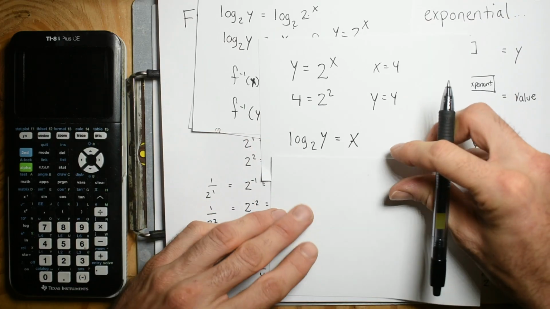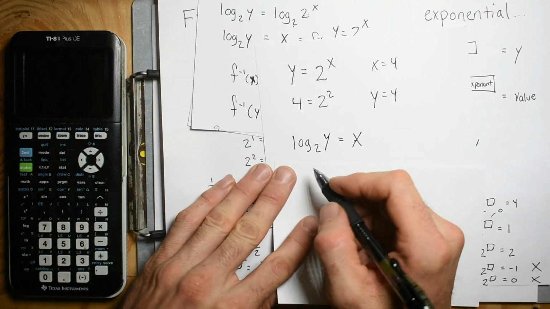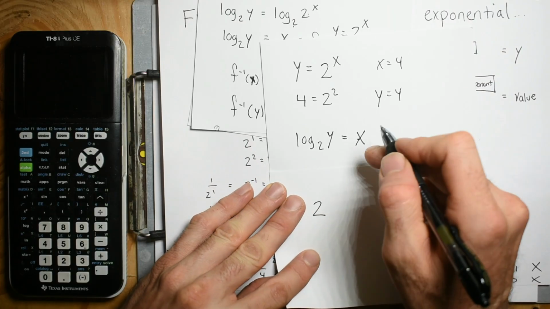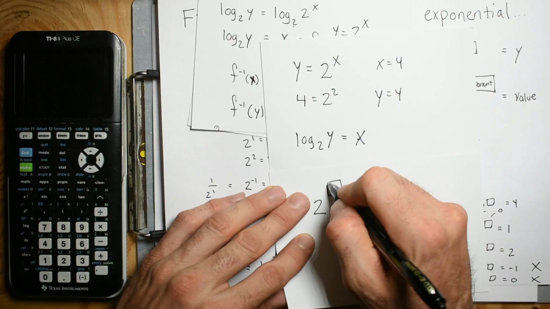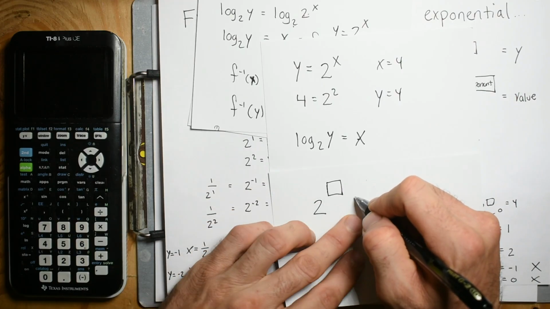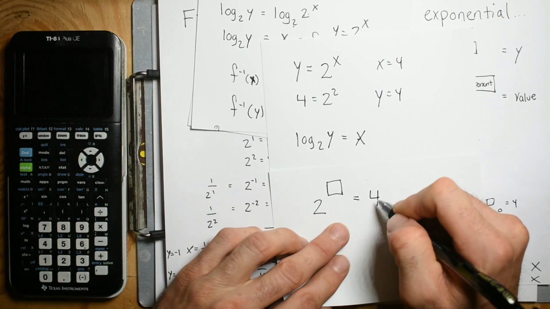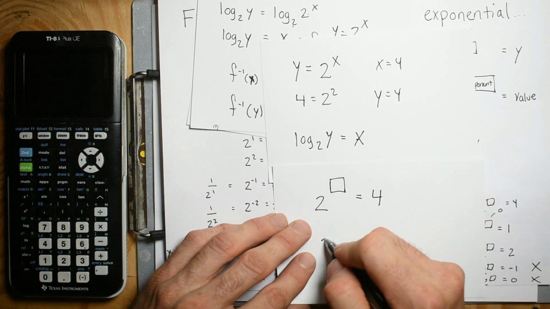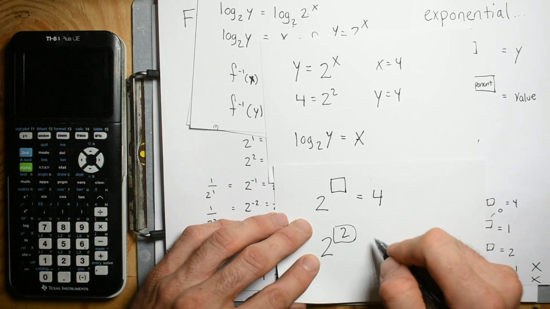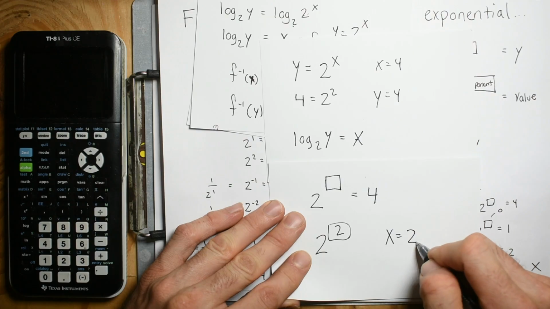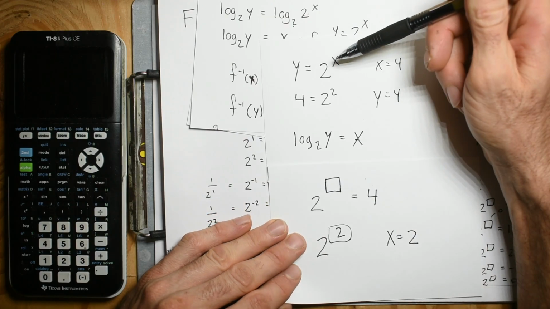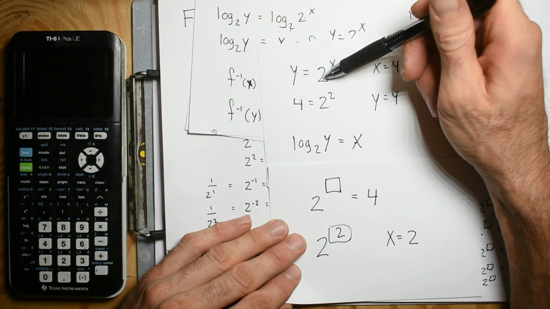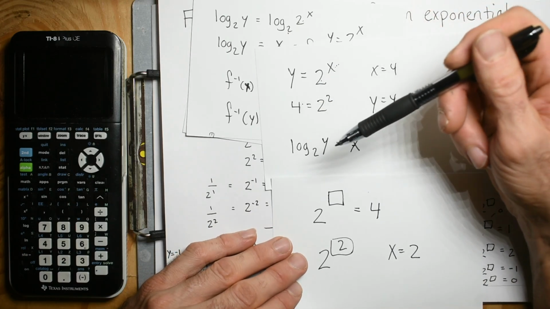So this thing is 2 to the what value is equal to 4? And that value is 2. So that retrieves that original input. Again, we started with an x input of 2. 2 squared is 4. We use this equation.